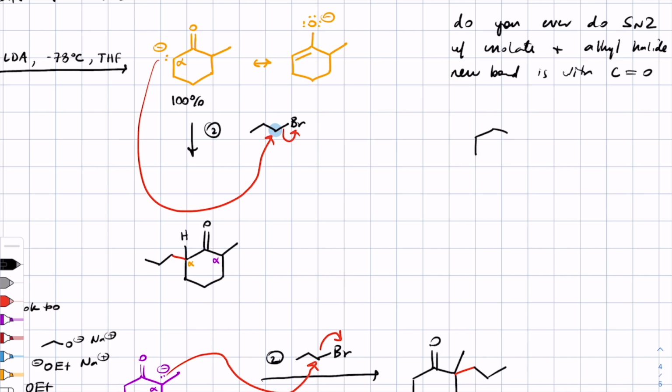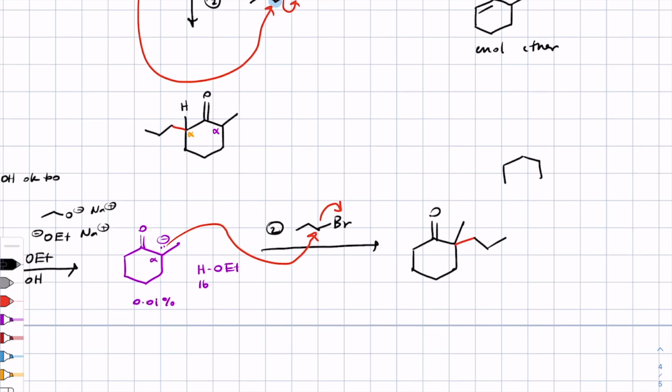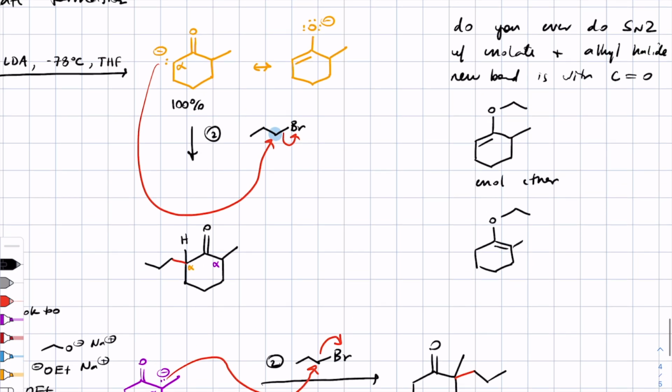In other words, do you ever get, up here, it would be this product. This is called an enol ether. And the product down here that you're proposing is this enol ether. The answer is generally not.